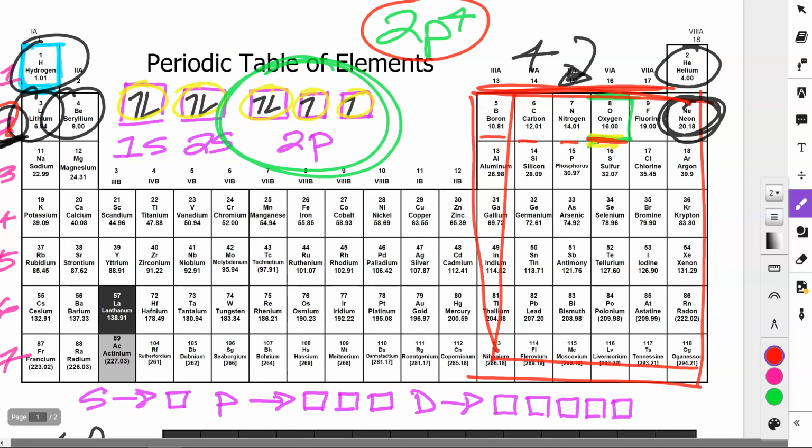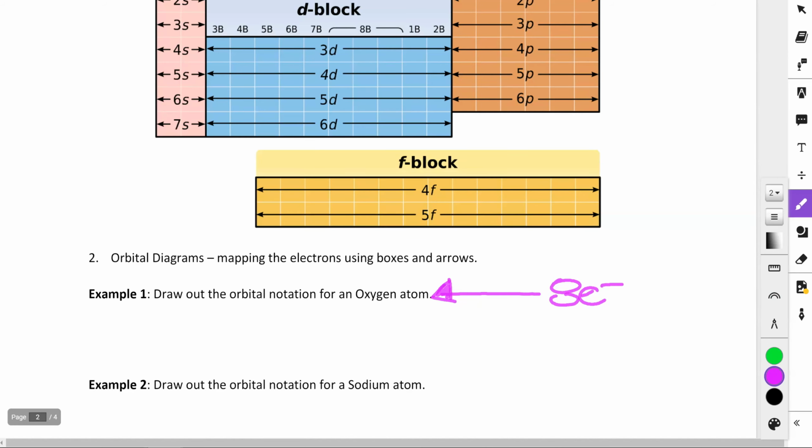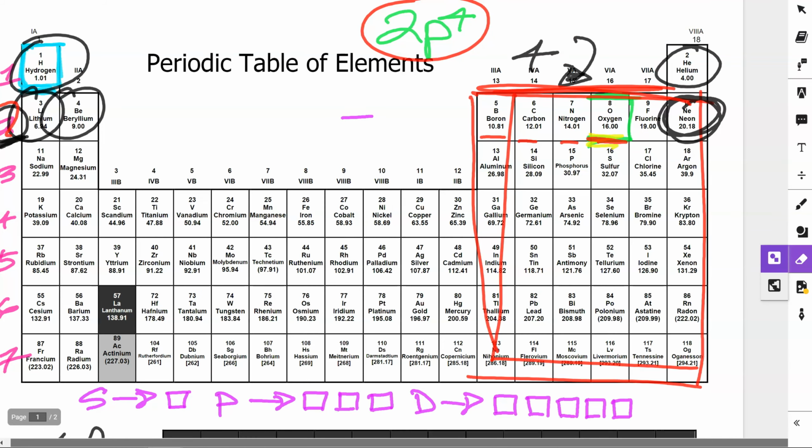All right, so that is an orbital diagram. So go ahead and pause this and try to do the next example, which is do an orbital diagram for sodium, because if we look right here, try to do this example on your own, number 2, and then I will go ahead and write the answer in.